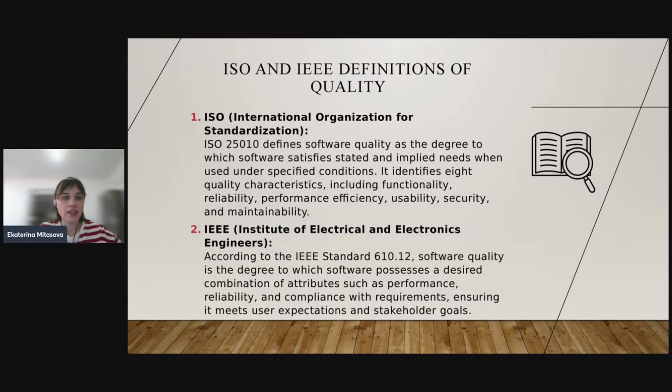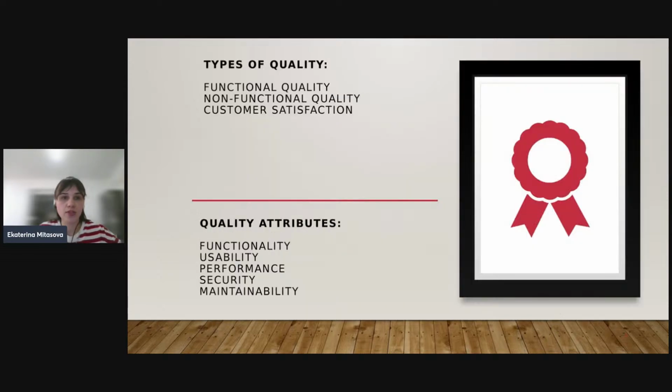So, you can see the definitions by ISO, International Organization for Standardization, and IEEE, Institute of Electrical and Electronics Engineers. So, these two definitions are about what I've just said. And as I've already mentioned, software quality is viewed as a combination of functional quality, non-functional quality, and customer satisfaction.